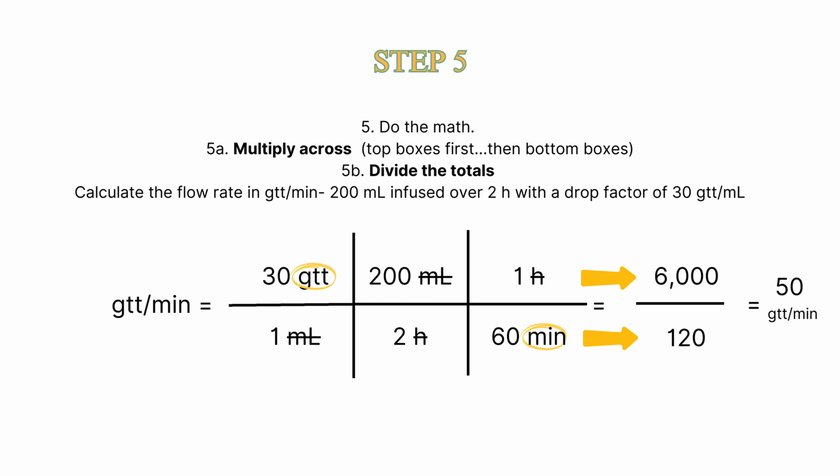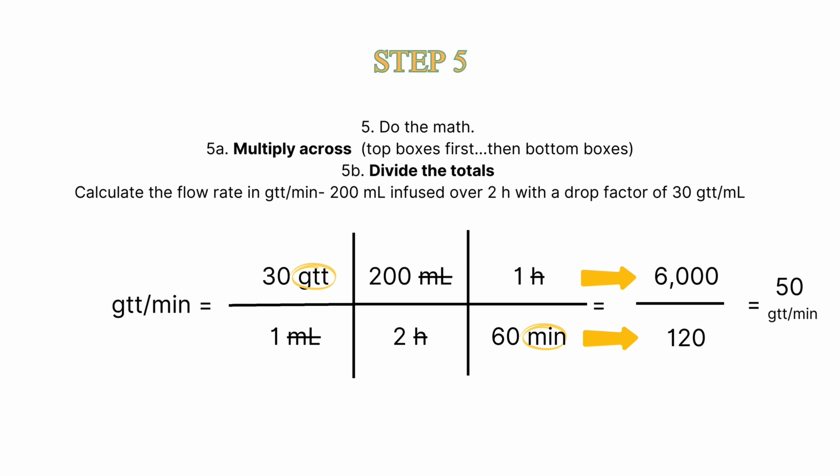Now we're on to our final step, step five, and in this step we're just going to do the math. We multiply across our top boxes first. 30 times 200 times 1 equals 6,000. Then we multiply across our bottom row. 1 times 2 times 60 is 120. Then we divide our totals. We divide 6,000 by 120, and that gives us our answer of 50 drops per minute.